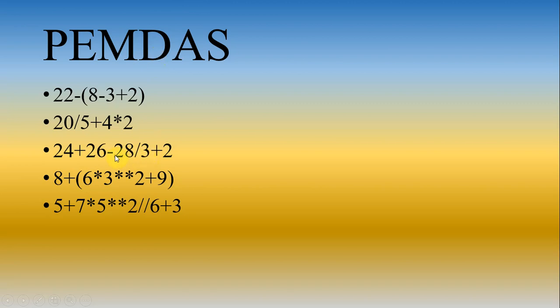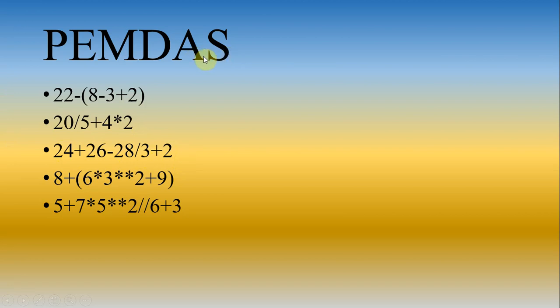So, first we will be doing 28 divided by 3. So, 28 divided by 3 will be giving us 9.333. Now, we have calculated this and we just store the answer for now. Now, we'll check. We have addition, subtraction and another addition.